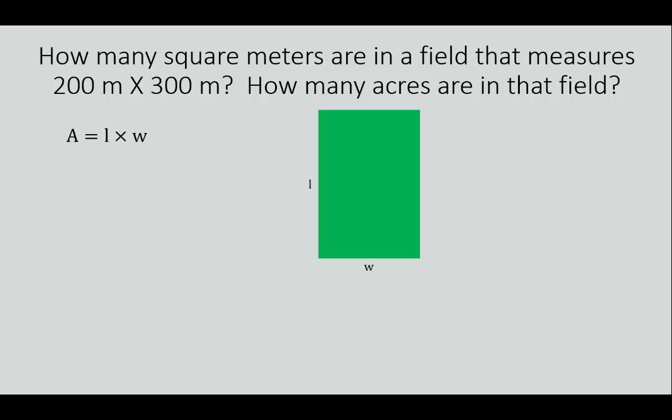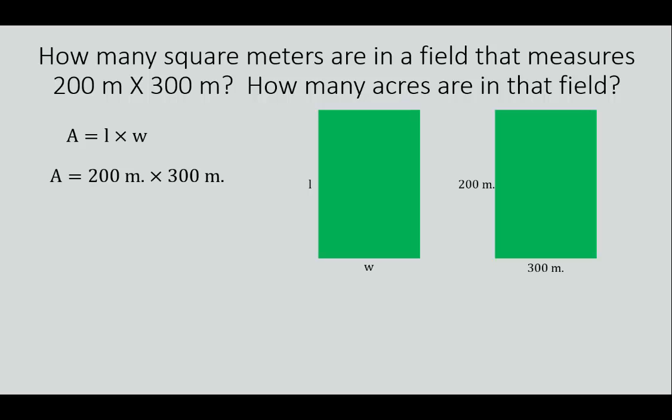Let's try another problem using metric units. How many square meters are in a field that measures 200 meters by 300 meters? How many acres are in that field? Let's first calculate our square meters in this field using length times width again. So 200 meters times 300 meters equals 60,000 meters squared.